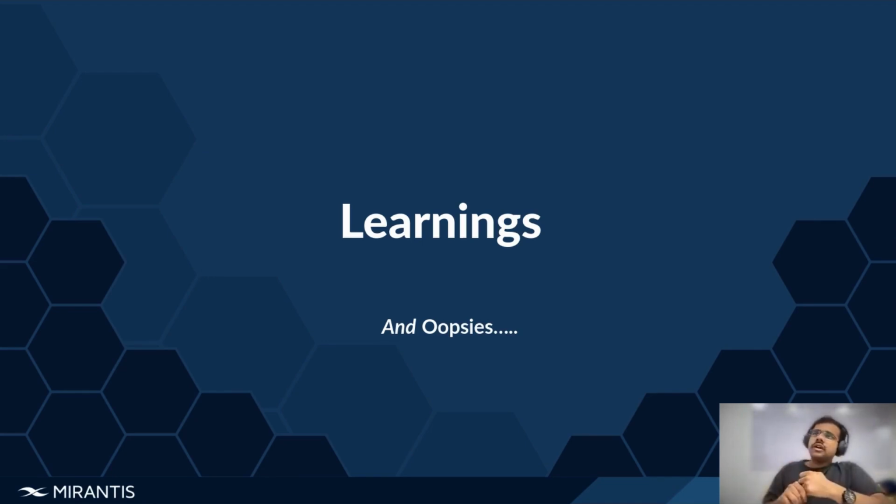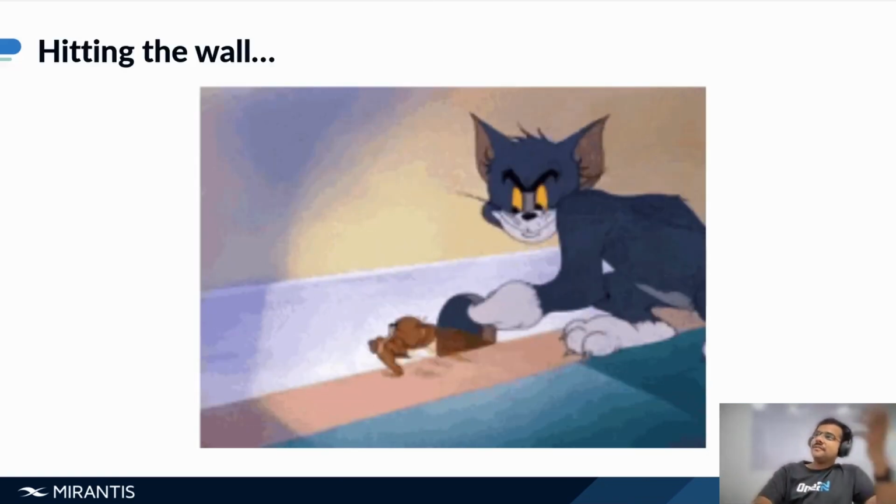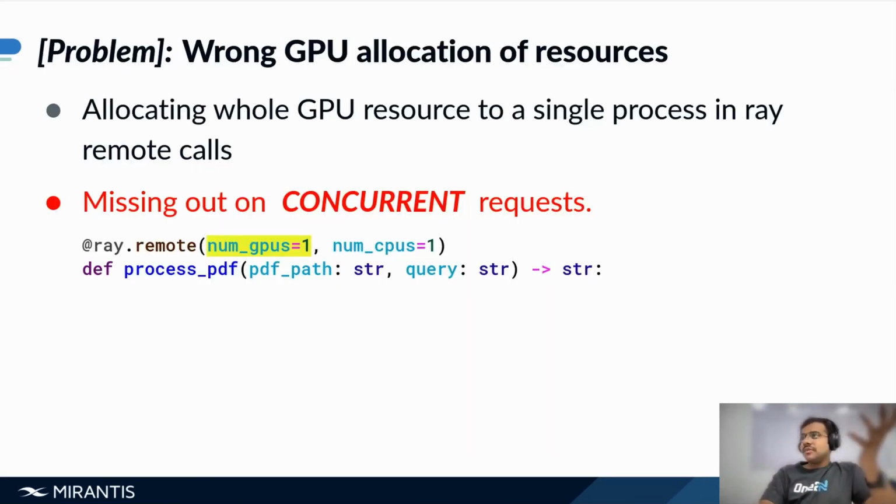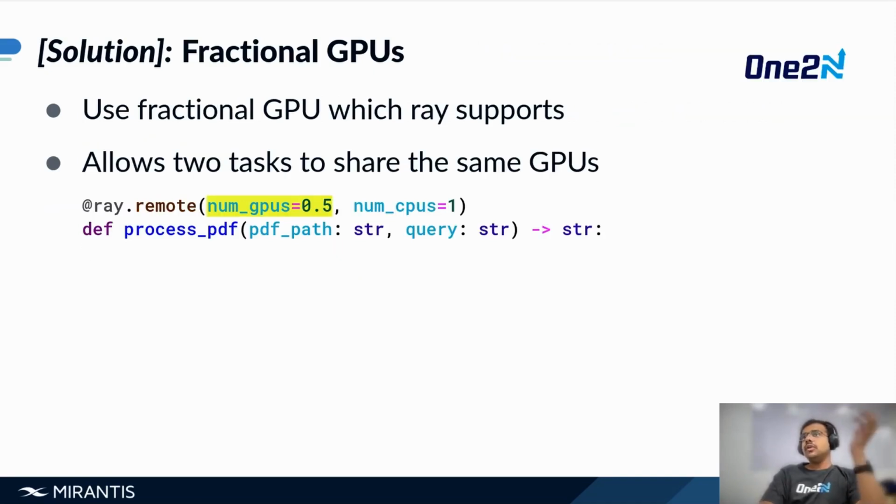But before we move on, I would like to share some pitfalls, some of the instances where we really hit the wall. The first problem we faced while we were on VMs, using Ray to develop our application, was that we were missing out on concurrent requests. We were allocating the whole GPU to one worker to process PDFs. And then we realized that we can allocate fractional GPUs, to allocate a single GPU to more workers. The code that you see here is written in Python.